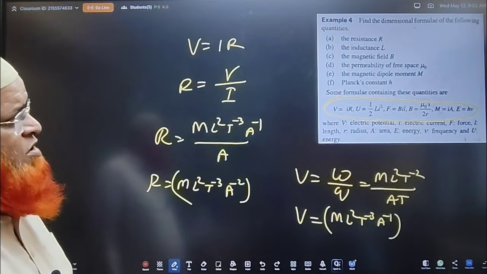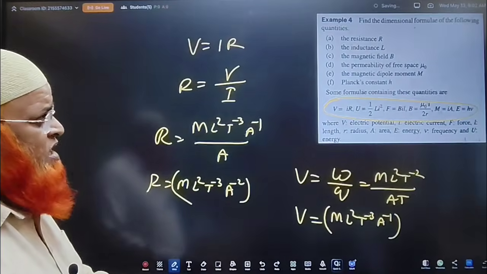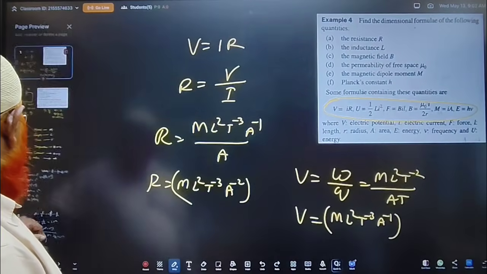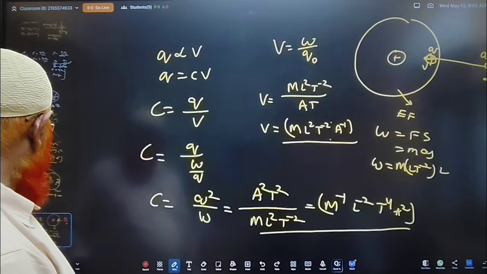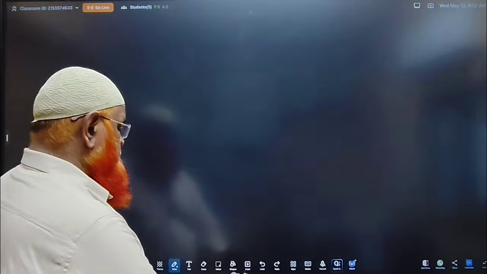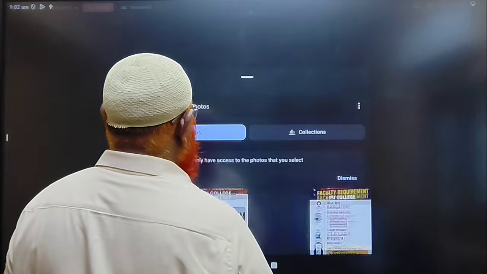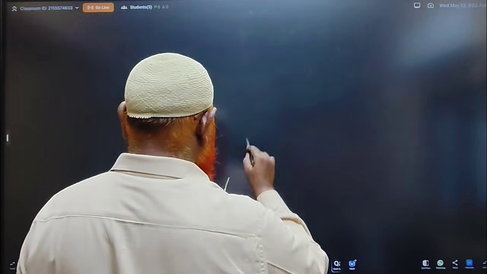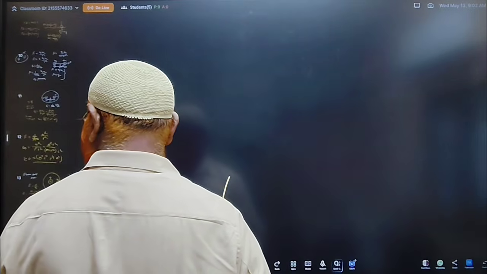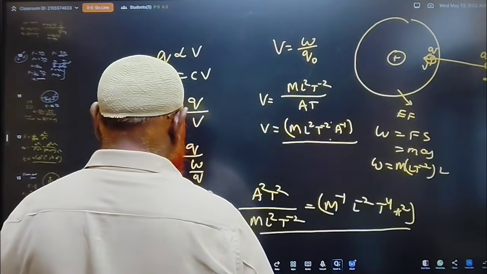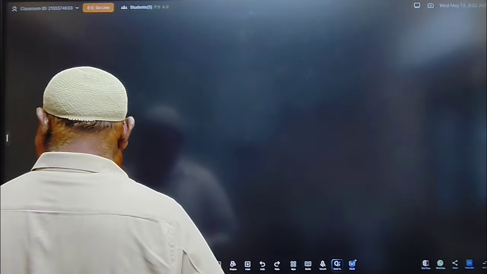Now what is the dimensional formula for inductance? These are the tough dimensional formulas. So what is the dimensional formula for inductance?